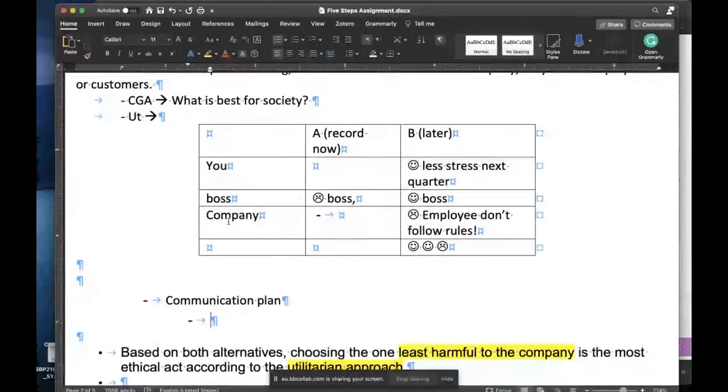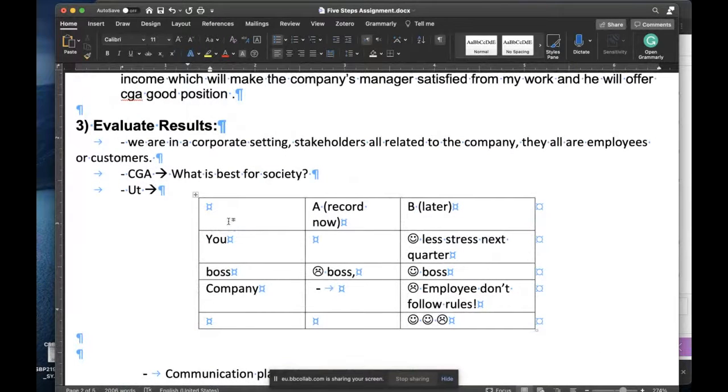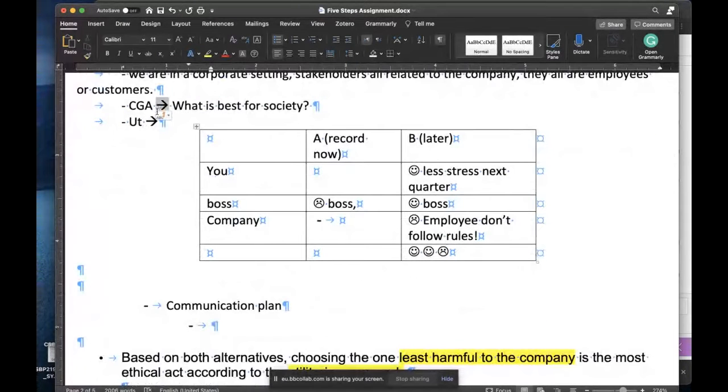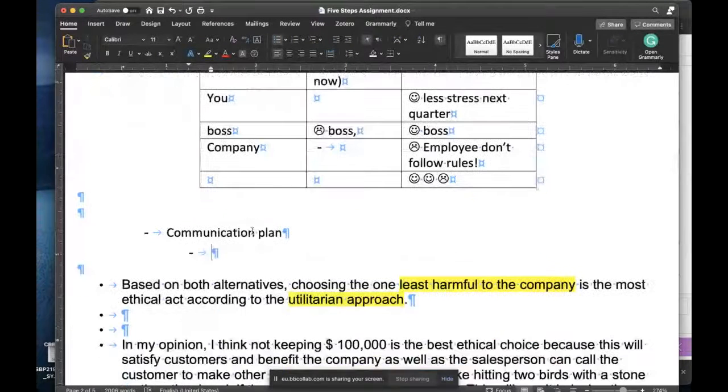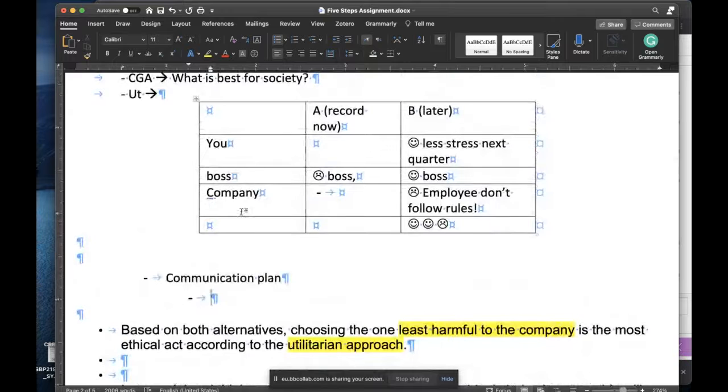Yes? Maybe you read the code of ethics of the company and there you find something, or you go for the utilitarian approach or the common good approach and you explain to your boss, I'm going to do this because of this and this and this. And then you tell the company, well, the company will know anyway. So you can explain to the company. I don't know, how would you explain to the company? And if there were more stakeholders, you have to come up with a communication plan.